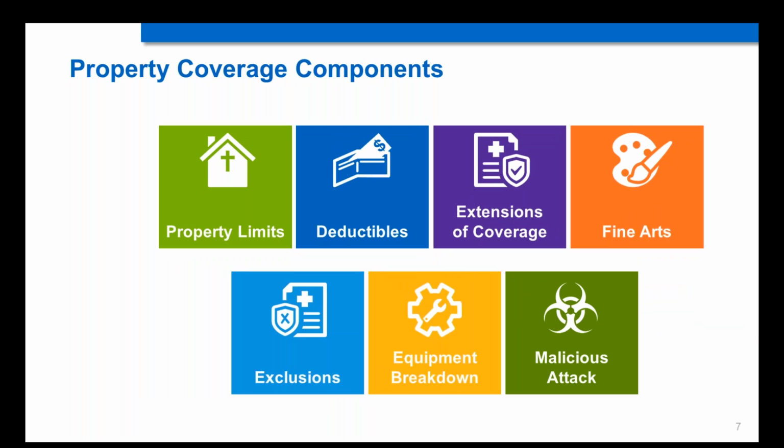Okay, again, we'll talk about exclusions in a bit here. The components of property coverage starts with property limits, and when we say property limits, we're generally talking about the actual coverage limit for a building or buildings and for the contents within those buildings. Associated with those coverages are deductibles, and there can be various deductibles depending on your location and the coverage template that you may have selected.